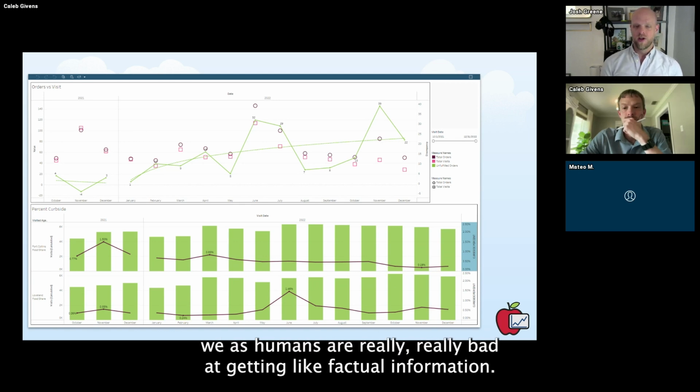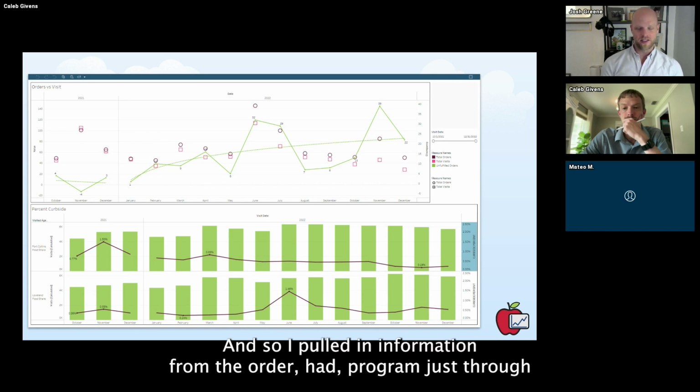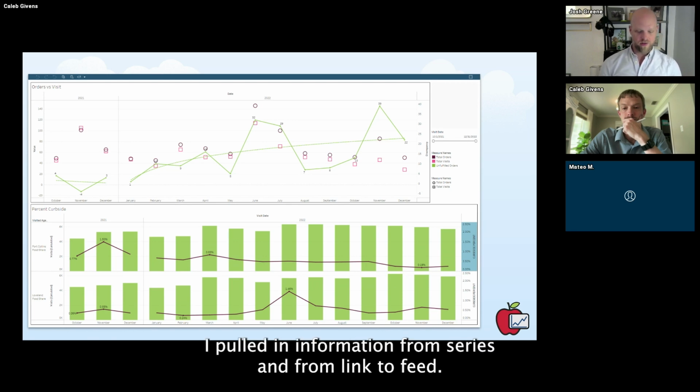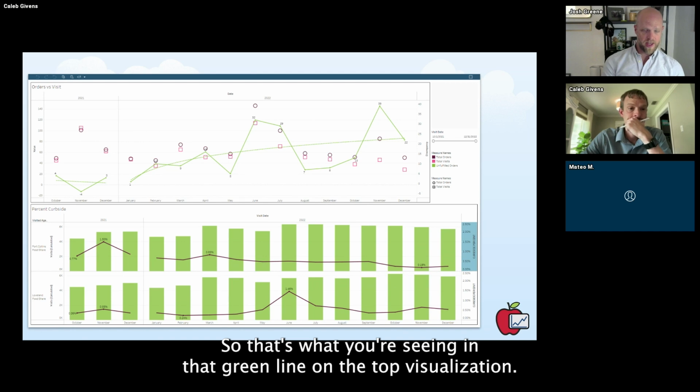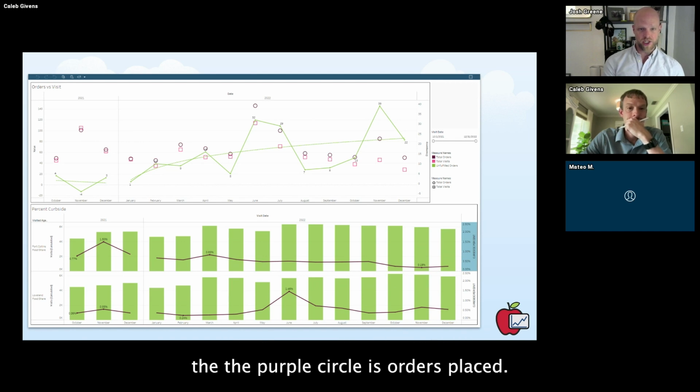And so anecdotal information doesn't always transfer to what's actually happening. We as humans are really, really bad at getting factual information correct when it comes to our feelings. So I pulled in information from the order ahead program just through an export. I pulled in information from Series and from Link2Feed. And I built this dashboard which showed us the rate of orders that were not picked up. So that's what you're seeing in that green line on the top visualization. The purple circle is orders placed. The pink square is orders picked up.